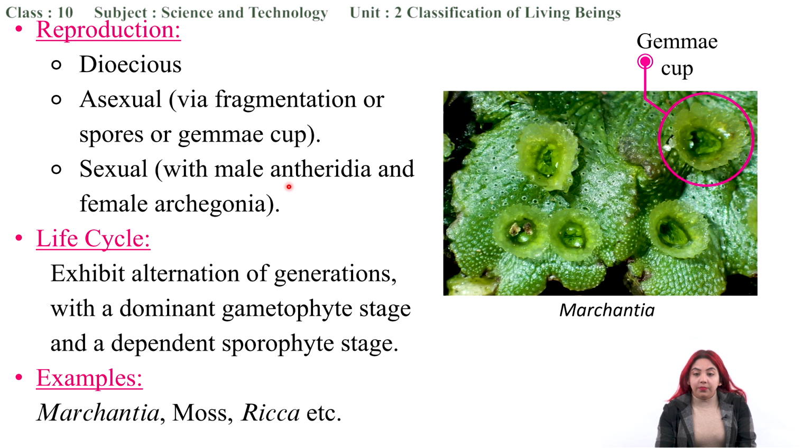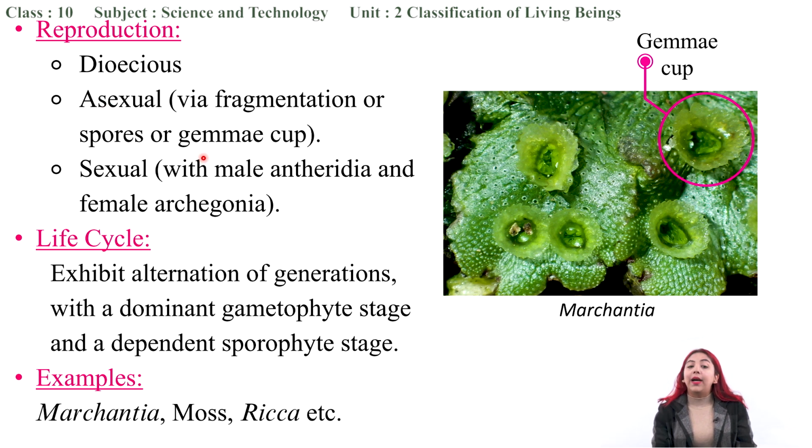Bryophytes also have two modes of reproduction, asexual as well as sexual. The asexual mode of reproduction occurs through fragmentation, spore formation or gemma cup. Similarly, as we studied in algae, spore formation is another mode of asexual reproduction. The spore produced by bryophytes reaches a favorable condition, and then under favorable condition that spore will give rise to a new organism. So that is the asexual mode of reproduction.